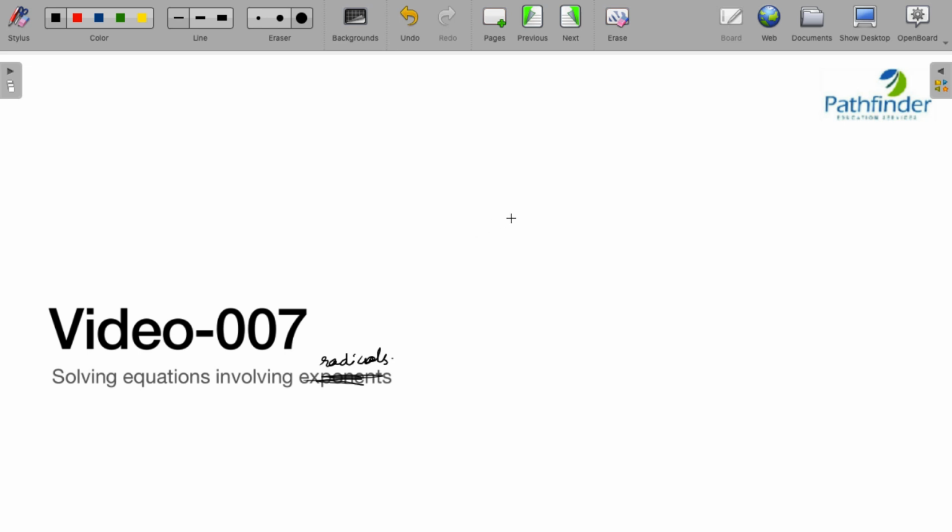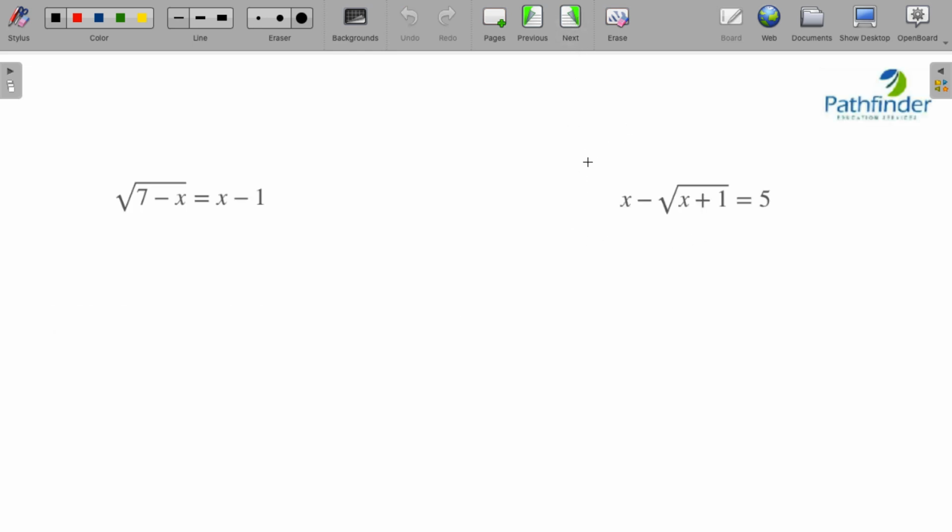Now, what is a surd equation? Equations in the form of x plus or minus root a is equal to b. These kinds of equations which involve radicals are known as surd equations. So let us see how to solve these equations by actually solving them. That's the best way to understand how to solve a surd equation.